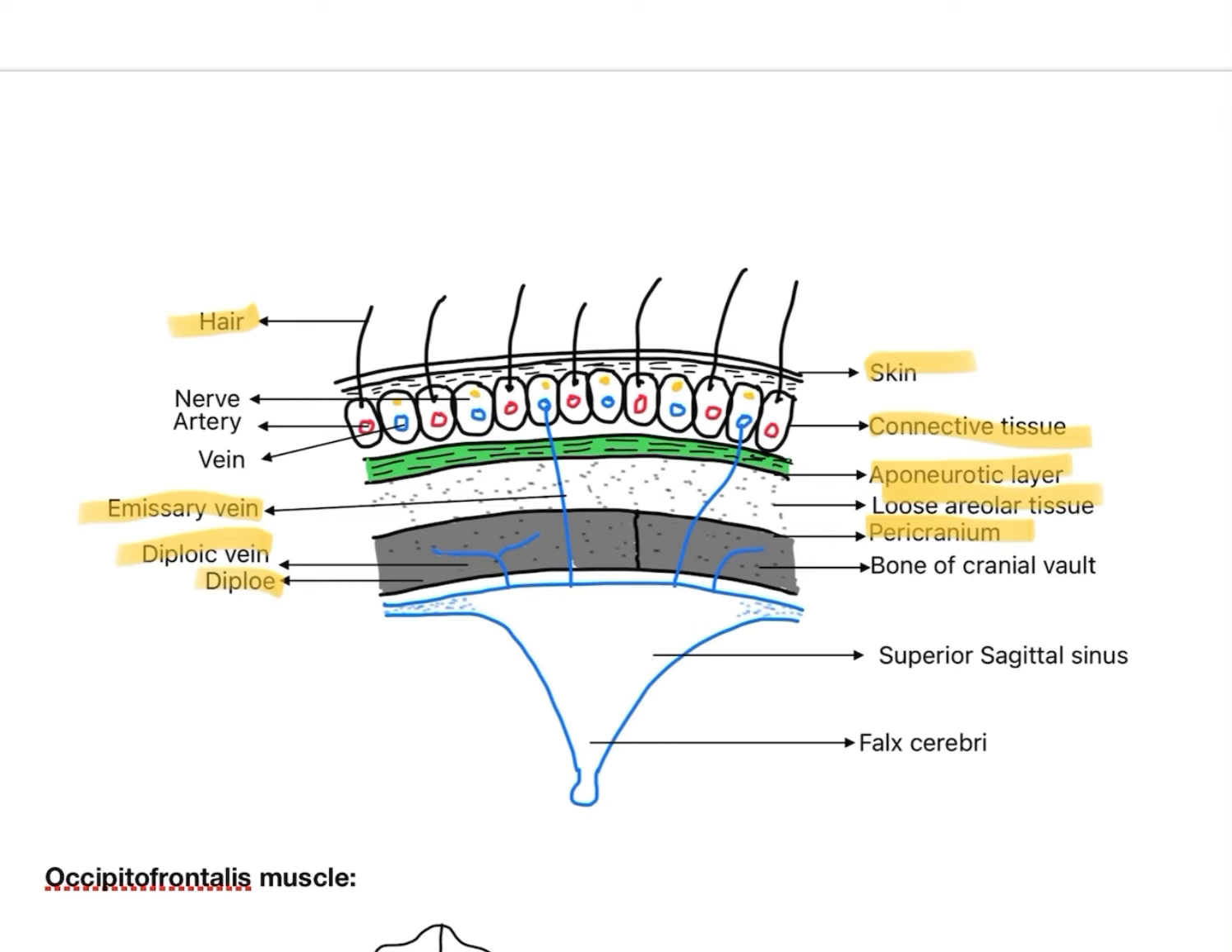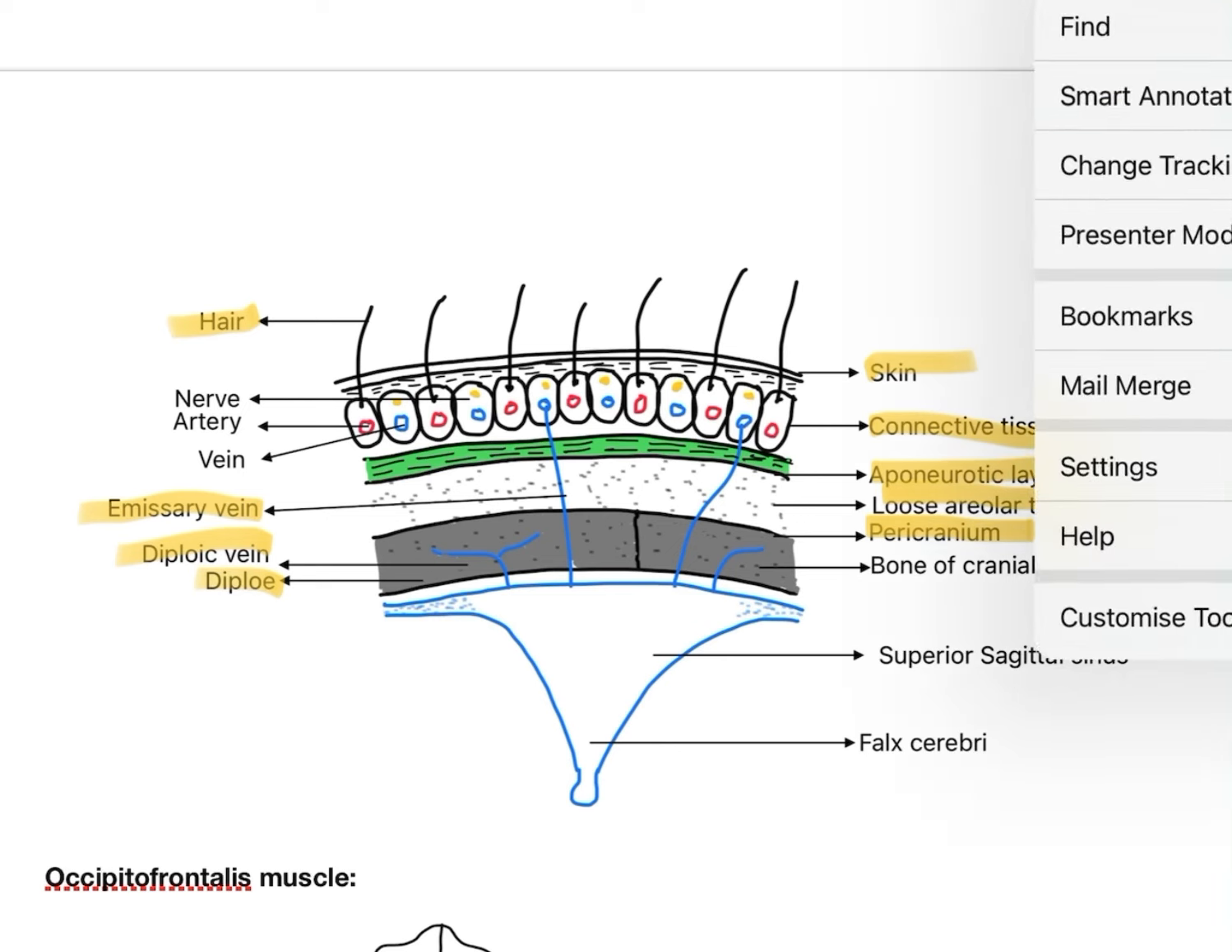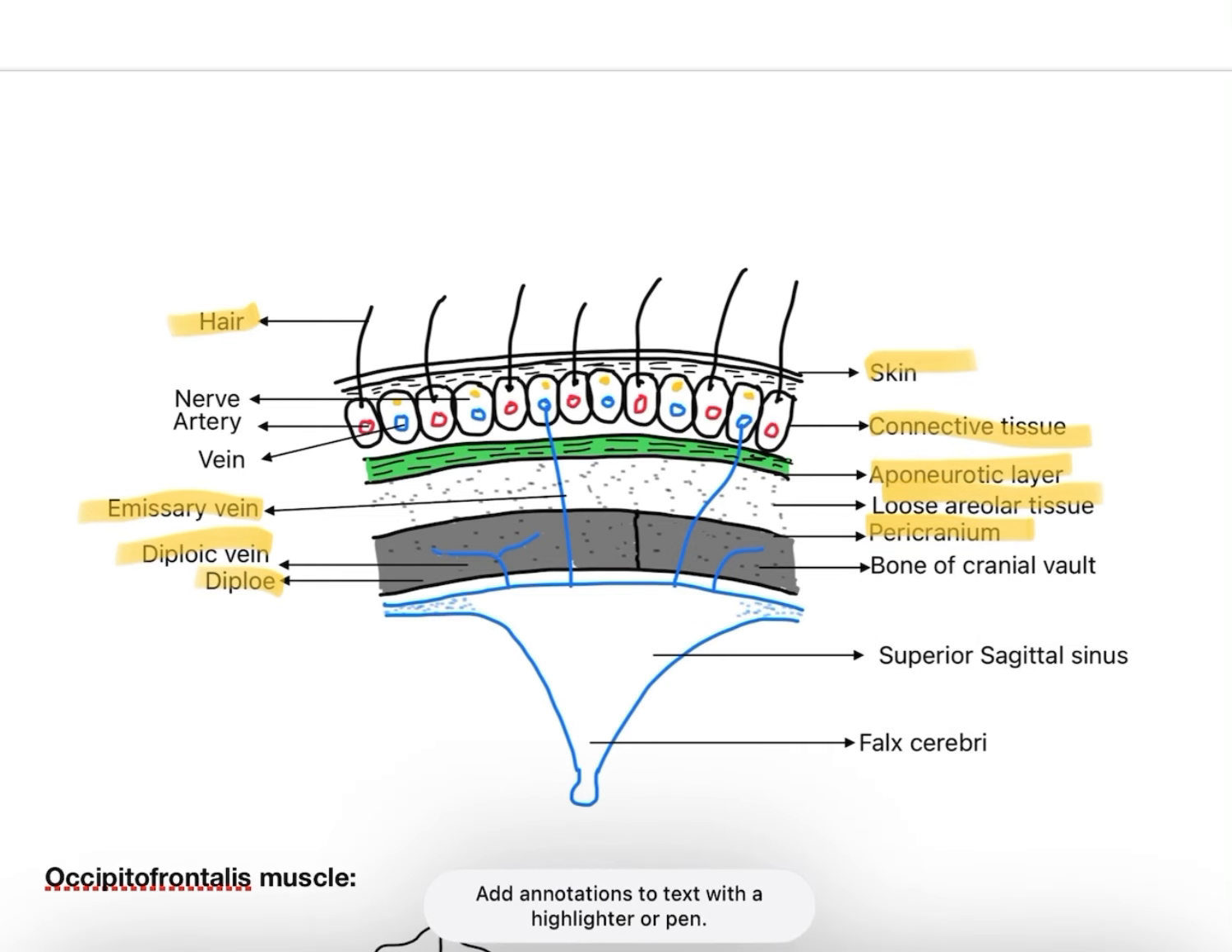Next, this superficial fascia is made up of many lobules of fat, which are divided by fibrous septa, and they enclose blood vessels and nerves. We can see clearly here, nerve, artery, and vein are present in the connective tissue layer. Then there is one applied aspect of connective tissue, that is profuse bleeding.